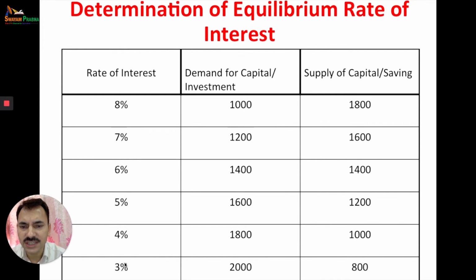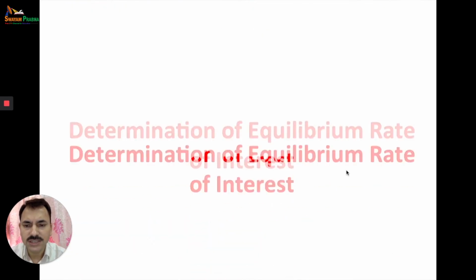As rate of interest is decreasing, the demand for capital is increasing, but the supply of capital has a positive relationship. At 8%, it is 1800. But as rate of interest decreases from 8 to 7, it decreases from 18 to 1600, then 1400, then 1200, and at the rate of 3%, it is 800. But the equilibrium point is here, where the demand for capital is equal to the supply, at 6%. When the rate of interest is 6%, the demand for capital is equal to the supply of capital. Let us discuss with the help of the next diagram.